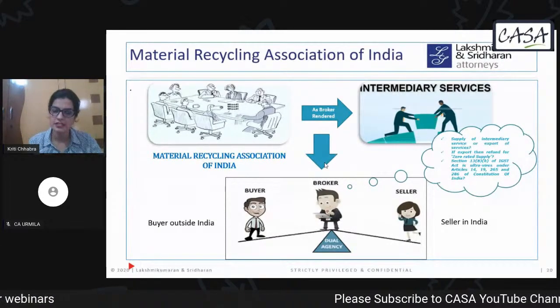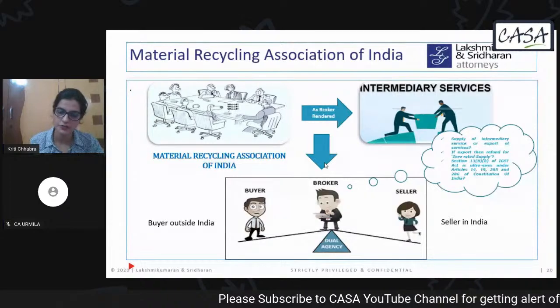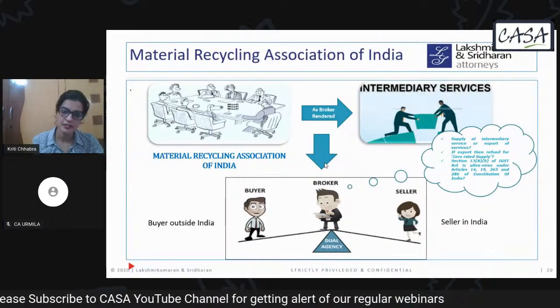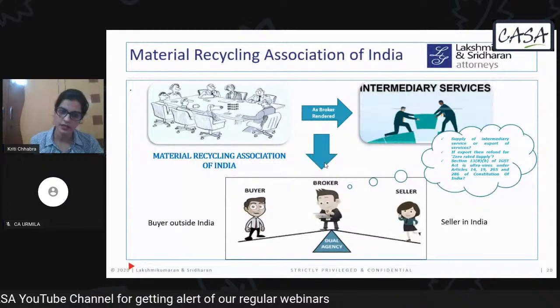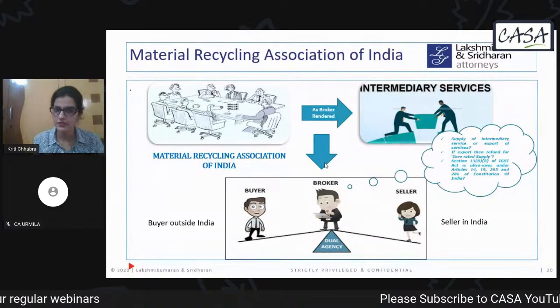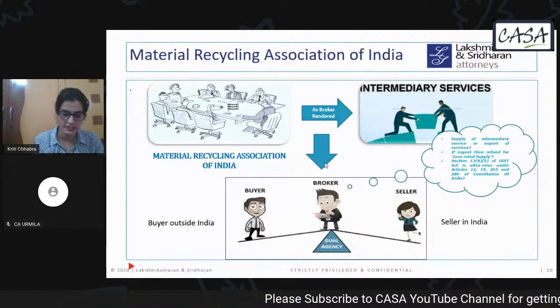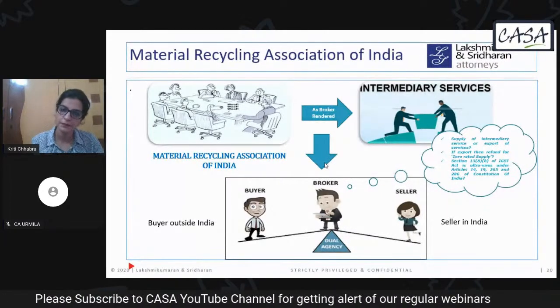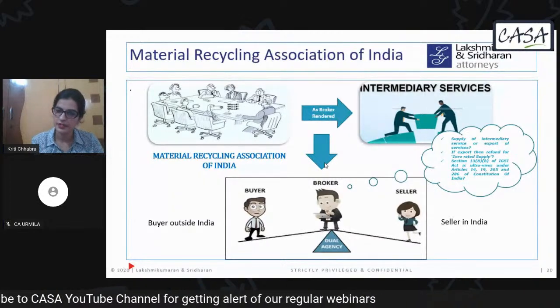One, a sale transaction between an exporter located outside India and the importer located in India, and the second transaction between the exporter located outside India and the importer located outside India only. So he was engaged in such type of activity. Therein he was earning some commission from the exporter or seller located outside India.